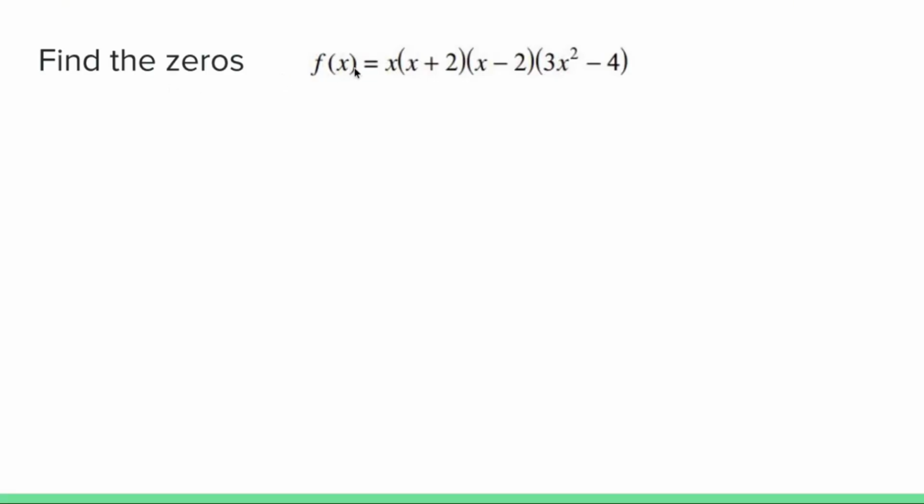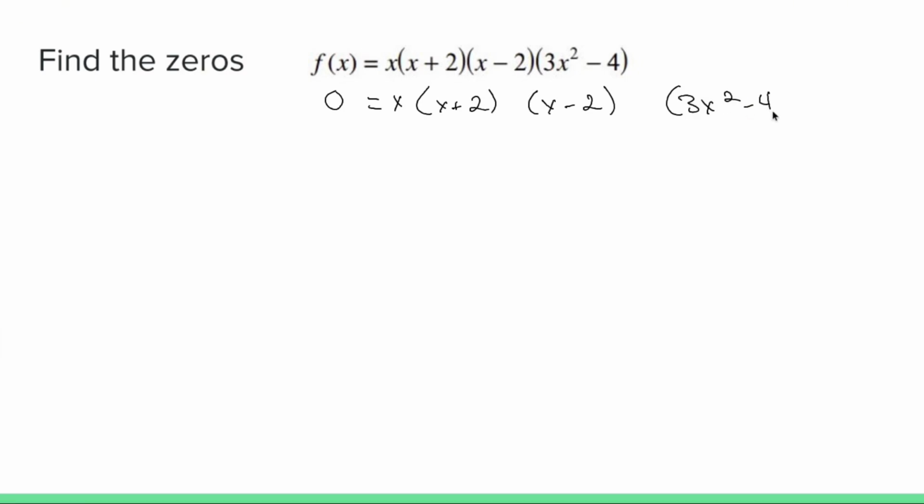Find the zeros of f(x) = x(x + 2)(x - 2)(3x² - 4). This involves the zero product property. Whenever you're asked to find the zeros, you set f(x) equal to 0. Okay, let me give myself a little bit of space for all of this.